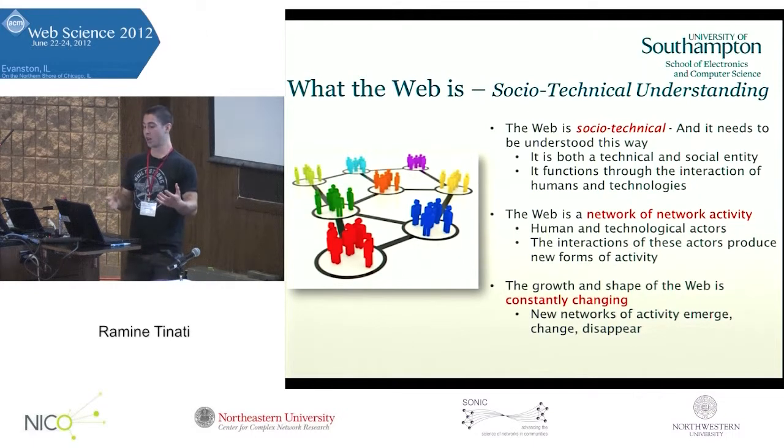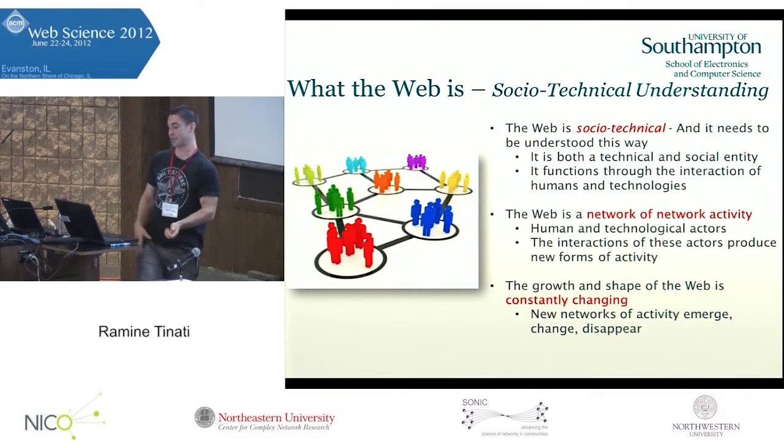It's this entity that is both social and constructed through the humans and constructed through the technologies. And it's this continuously changing interaction, which is what the web is. And furthermore, the web isn't just this big coherent network. I think we need to start to understand the web in these smaller sets of activities. The web is a network of activities.